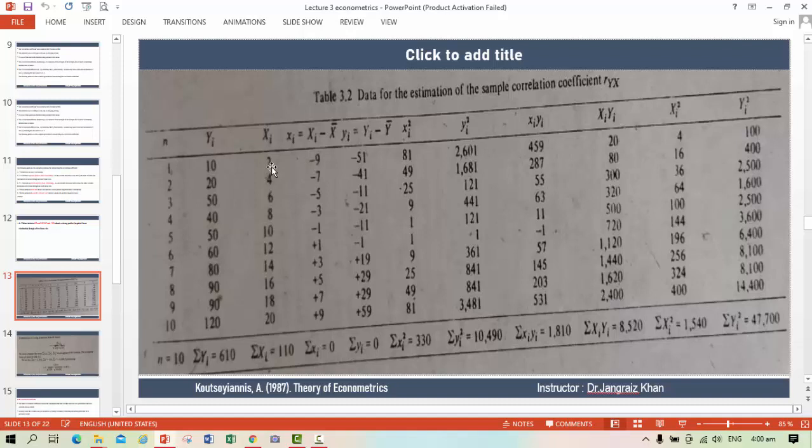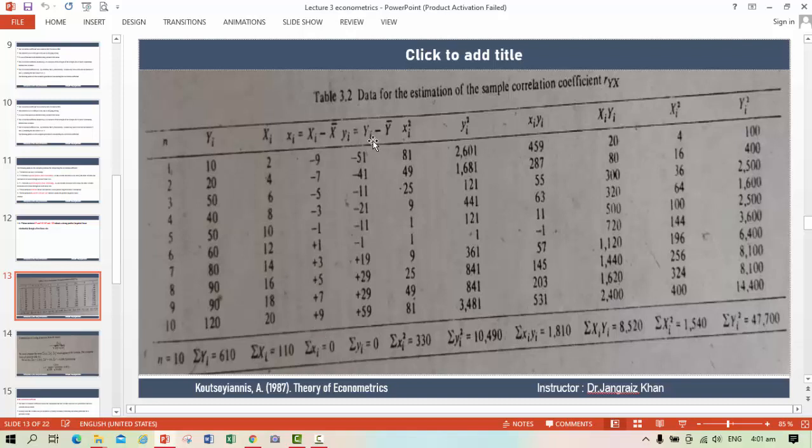Now we subtract 11 from each observation of the capital X and get the column for small x. So 2 minus 11 is minus 9, 4 minus 11 is minus 7, 6 minus 11 is minus 5, 8 minus 11 is minus 3, 10 minus 11 is minus 1, 12 minus 11 is 1, 14 minus 11 is plus 3, 16 minus 11 is plus 5, and so on.